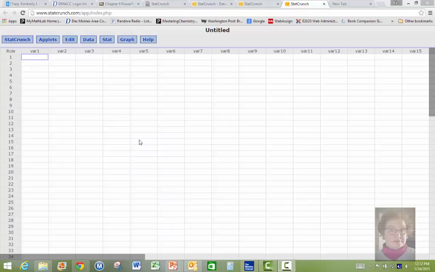We're going to use StatCrunch to help us calculate the mean and the standard deviation for the Archaeopteryx data that is on slide 37 in the PowerPoint presentation. You can rename your variables just by going up to the top and typing over it. So I'm going to do my femur first, and then I'm going to do my humerus. Oops, I better spell it right. And then I'm simply going to type in my data.